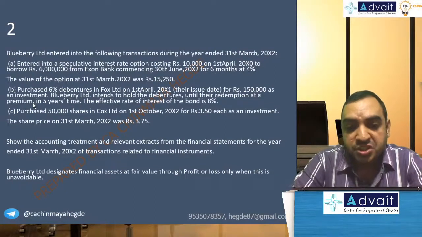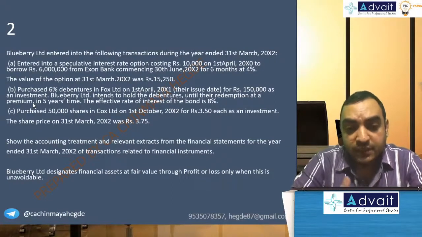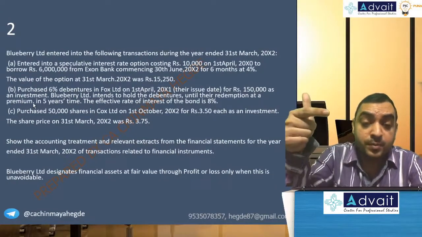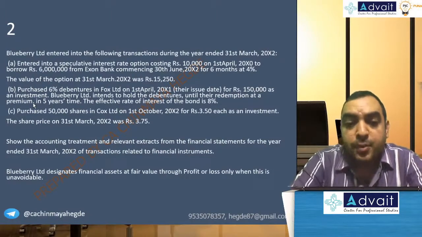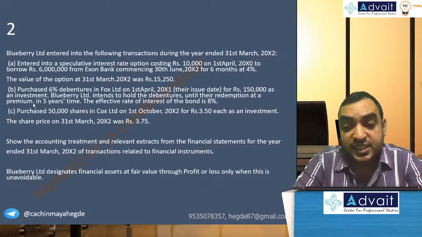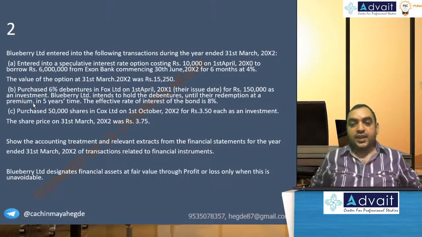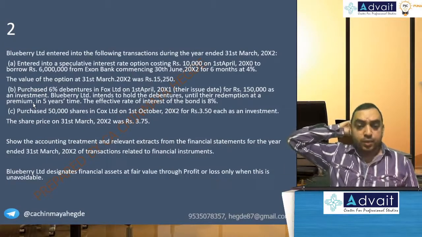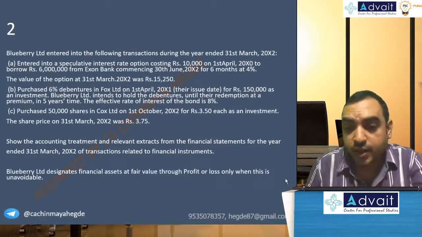Purchased 6% debentures in Fox Limited. Their issue price is 1,50,000. Blueberry intends to hold the debenture until redemption at a premium in 5 years' time. Effective rate of interest is 8%, amortized cost. Purchased 50,000 shares in Cox Limited on 1st of October at 3.5 each as an investment. The share price at the year end is 3.75. Show the accounting treatment and relevant extract in the financial statements for the year ended March 2002 for transactions related to financial instruments. Blueberry Limited recognizes financial assets at fair value through P&L only when this is unavoidable.